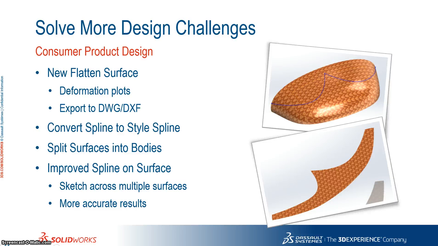So last year in 2014 we brought in a style spline, and now you can convert an old spline into a new one and define how many points is on it. We can also split surfaces into bodies now, just using a sketch. And we can also use better improvements with the spline on a surface across multiple surfaces, giving us more accurate results. So I'm going to bring you back over into SolidWorks and show you exactly how it's done.